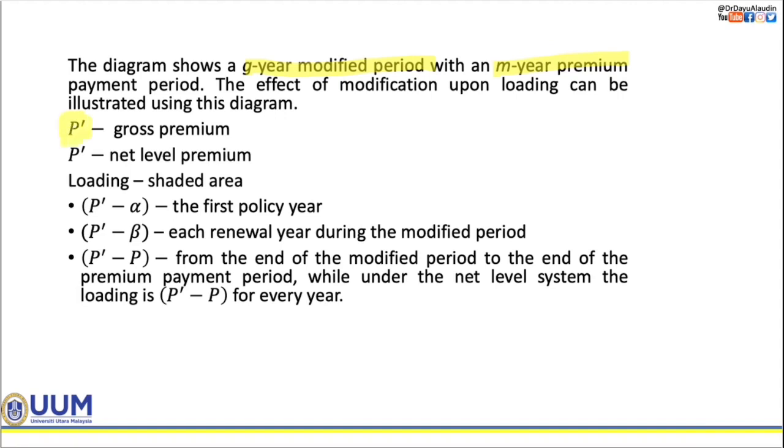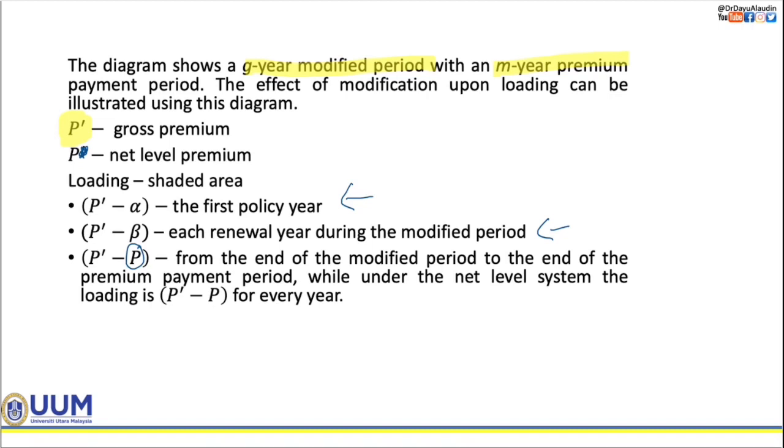So P prime is the gross premium and the net level premium is P without the prime. So the loading is the shaded area. P prime minus alpha in the first policy year. P prime minus beta in each renewal year during the modified period. And P prime minus P, as the net level premium, from the end of the modified period to the end of the premium payments period.